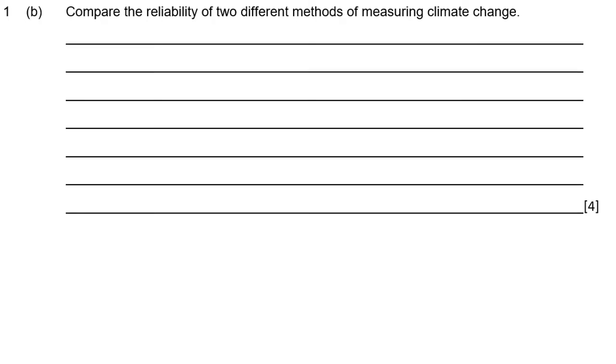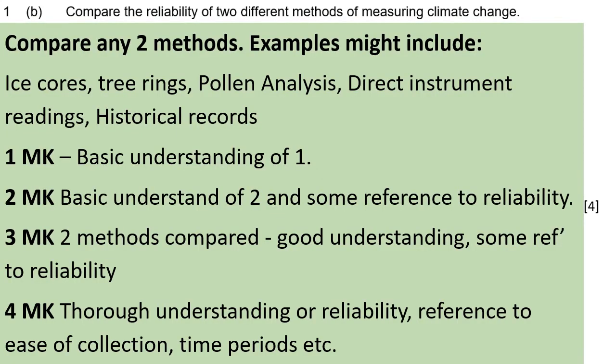Next question. Compare the reliability of 2 different methods of measuring climate change. Here's some possible ideas. It's not an exhaustive list, but they're the typical ones that students might include. So ice cores, tree rings, pollen analysis, direct instrument readings, historical records.